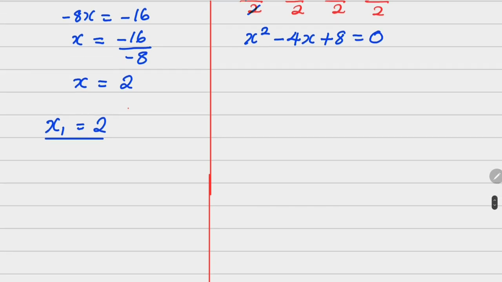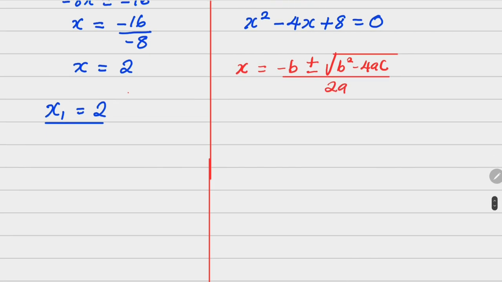Now, looking at this quadratic equation, it is not factorizable. So I'm going to revert back to my quadratic formula, which says x equals minus b plus or minus root of b squared minus 4ac, all over 2a. Now, how do I get this? Remember, our question is x squared minus 4x plus 8 is equal to 0.